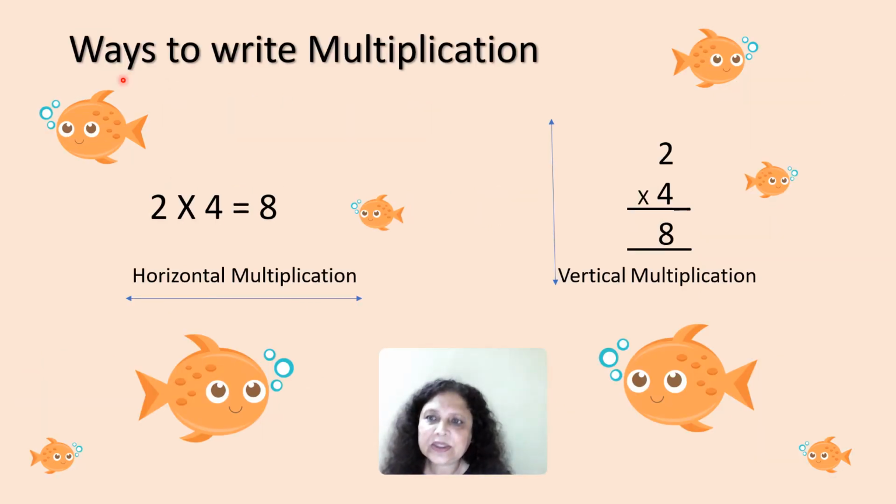Let's learn the ways to write multiplication. There are 2 ways to write multiplication sum: horizontal multiplication and vertical multiplication. Now horizontal multiplication, how do we write the sum, children? It is from left to right. We multiply from left to right. 2 into 4 is equal to 8. And vertical multiplication means standing. The numbers are standing. 2 into 4 is equal to 8.